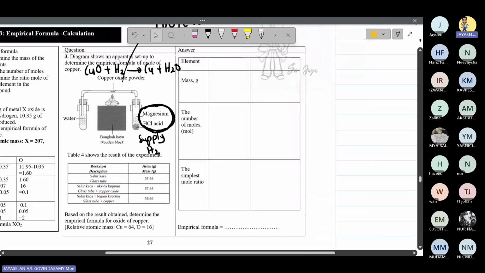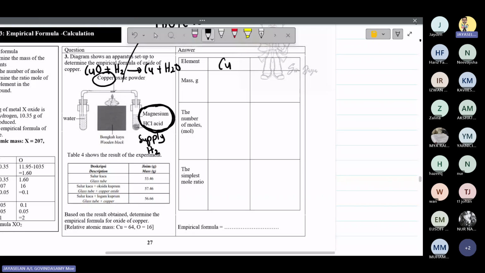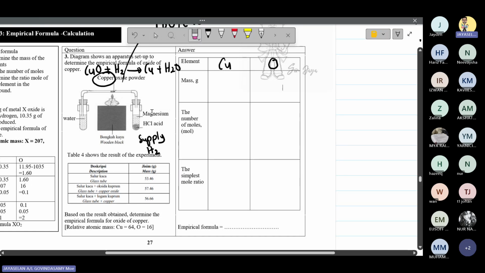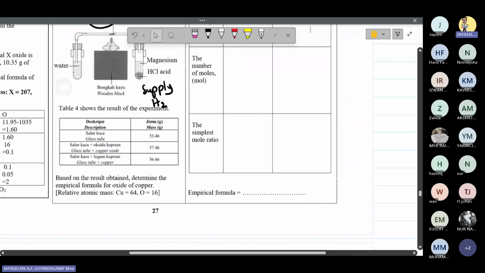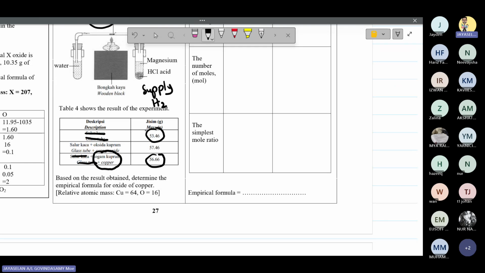How to do the calculation? Here they ask for copper, right? So you put the symbol of copper, and here the symbol of oxide. Don't write O2, you lose one mark. Here everything must be atoms. Now you want to find the mass of copper, just cross out. How do we cross out? Glass tube cancel. Glass tube cancel. So what do you have here? Copper, right? So take this value minus this value.